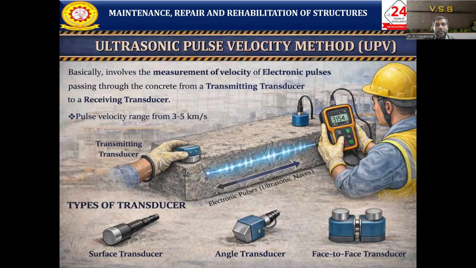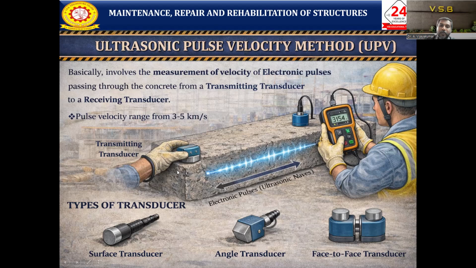Okay. So the next method is the ultrasonic pulse velocity method, generally called the UPV method for short. The name itself says velocity. We pass a pulse through the structure, and based on the traveling velocity from one place to another, we can assess the condition and quality of the structure. Basically, it involves the measurement of the velocity of ultrasonic pulses passing through the concrete from the transmitting transducer to the receiving transducer.